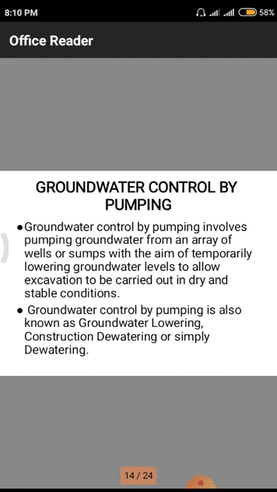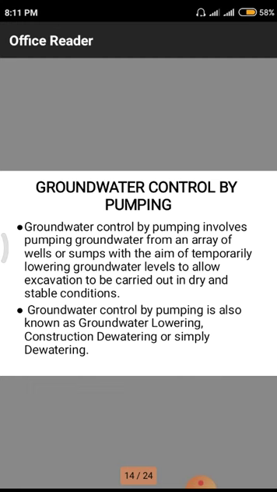Next one is groundwater control by pumping. All the previous methods are related to the first method; this is the second method, the pumping methods. Groundwater control by pumping involves pumping of groundwater from an array of wells or sumps.